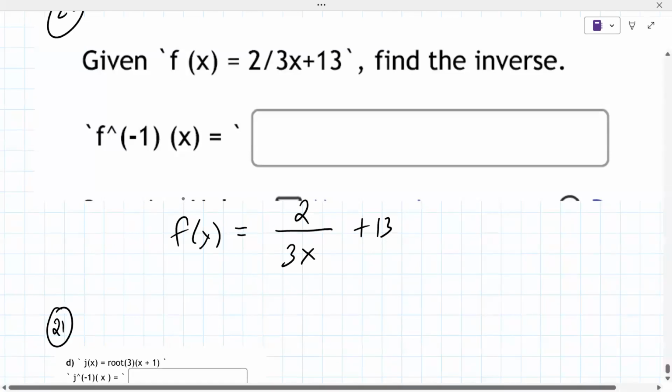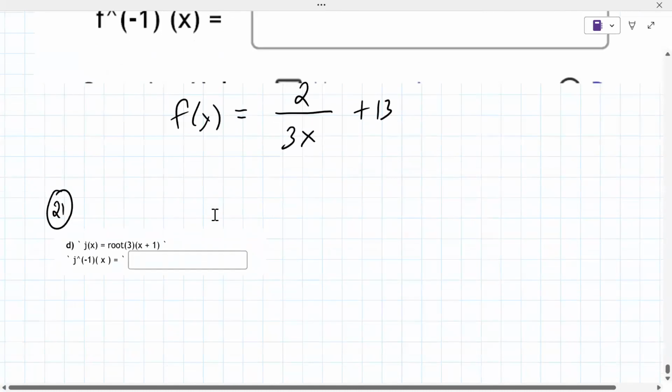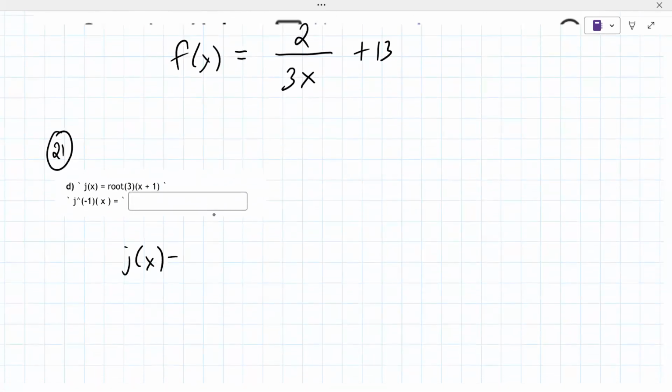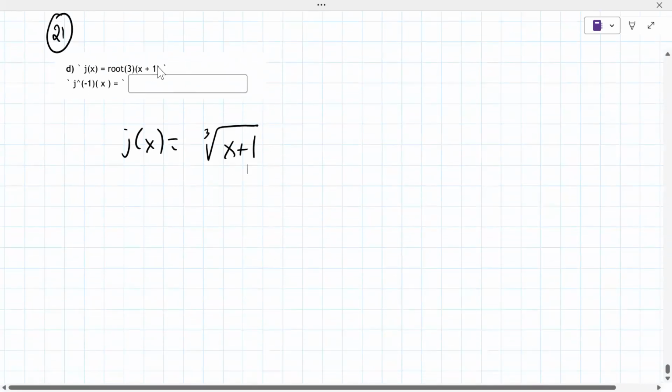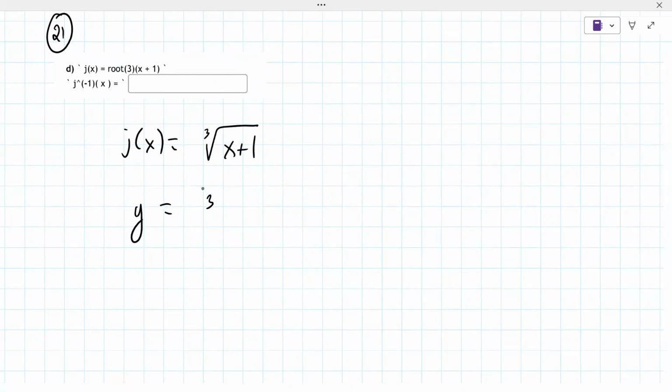Let me know when I can go on to part D of 21. Okay. So you'll have to again confirm this is the way it's written. It looks like it's the cube root of x plus one, like that? Yeah. Okay.